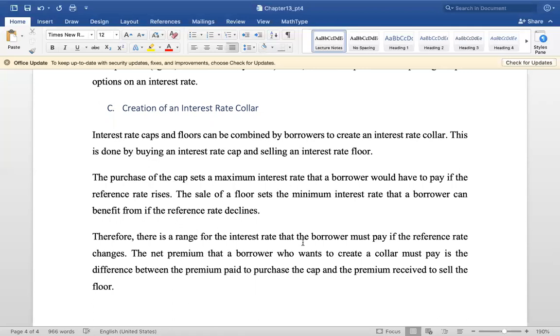For example, consider that you purchased a cap with a strike price of 7% and a floor with a strike price of 4%. If the reference rate exceeds 7%, the borrower receives payment. If the reference rate is less than 4%, the borrower makes a payment. Thus, the borrower's cost will have a range of 4 to 7%. Note, however, that the borrower's effective cost is adjusted by the premium he must pay for these contracts. That's all.